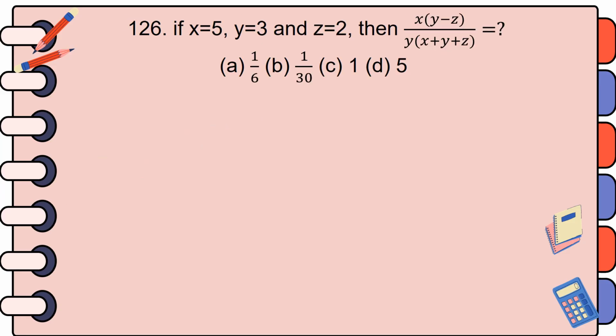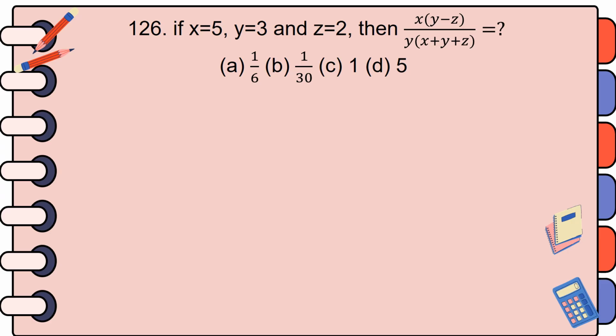Question number 126. If x is equal to 5, y is equal to minus 3, and z is equal to minus 2, then (x into y minus z) over (y into x plus y plus z) is equal to how much? A, 1 over 6; B, 1 over 30; C, 1; D, 5.